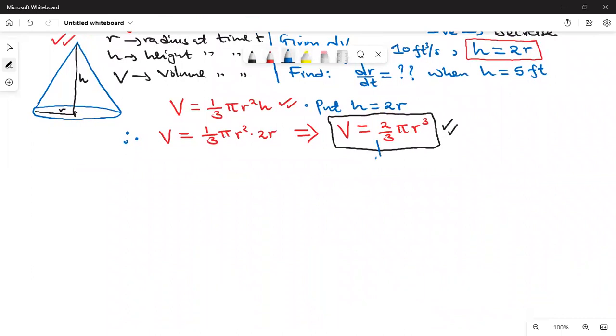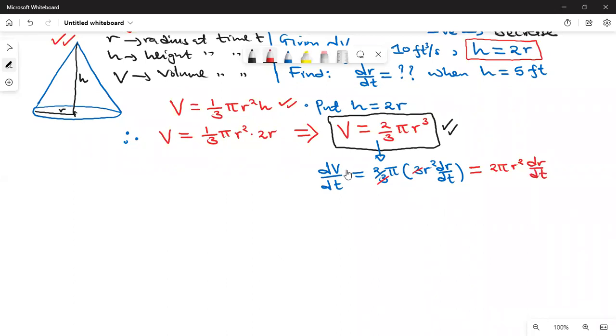From this equation, the derivative of V with respect to t is equal to 2 over 3 pi, which is a constant, times the derivative of r cubed, that is 3r squared, then times dr dt. Chain rule, remember, for implicit differentiation. This 3 will cancel, and so this is the same as 2 pi r squared times dr dt.